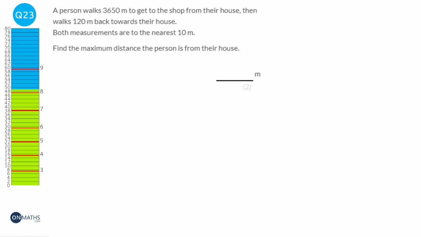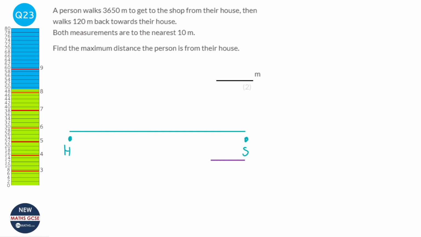Sometimes it's easier just to do a quick diagram to see what's going on. So I'm going to say that the house is here and the shop is here. This person is walking to the shop, and then they walk back from the shop, but they don't walk as much. We're looking to see the maximum distance the person is from their house. So we're looking to maximize this distance here. We want this distance to be the biggest it can be.